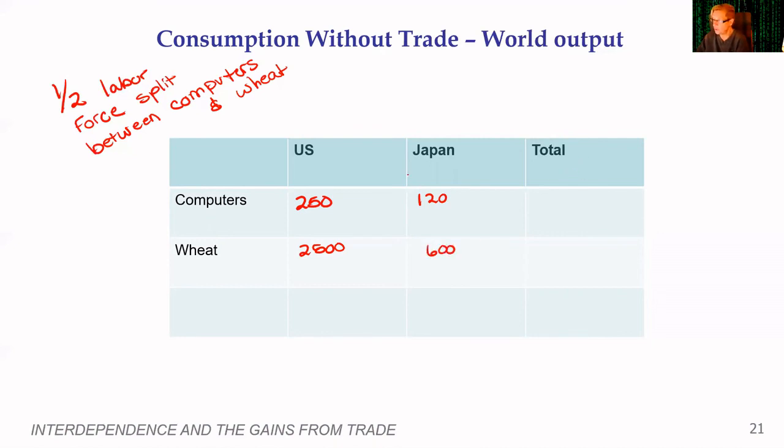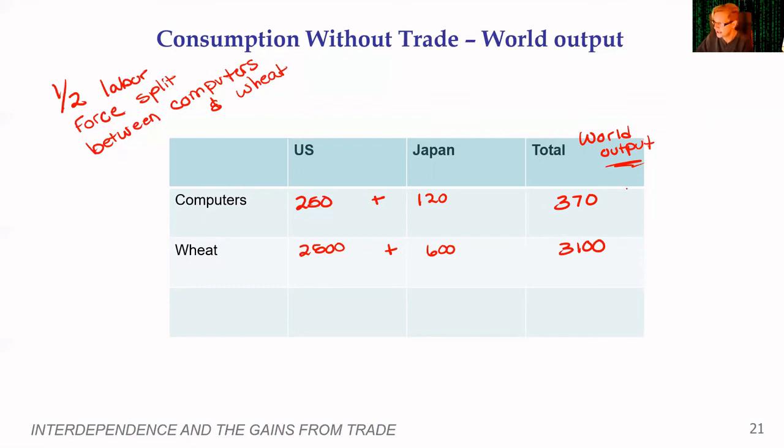So to get the total, we're just going to add the two. And I like to think about this as the world output. And again, the two do not know each other exists. So if you were the ruler of the world, you're just counting up how many of each product each country is producing. So if we add the 250 and 120, we get 370. Okay. If we add the 2,500 and 600, we get 3,100.